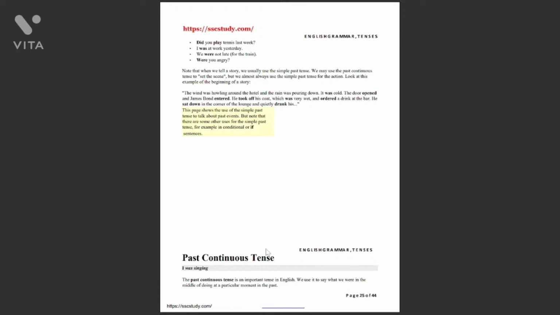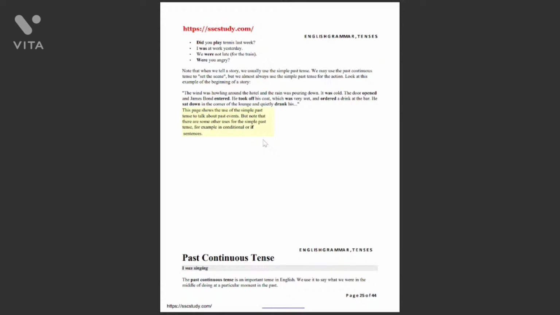But note that there are some other uses of the simple past also, for example in conditions. So here we have finished the simple past tense. Now let us continue with the past continuous tense.